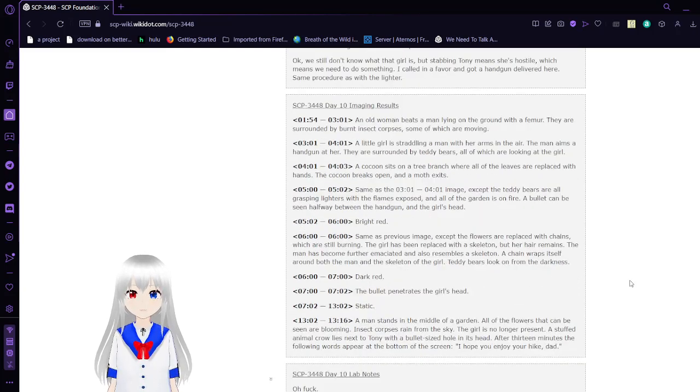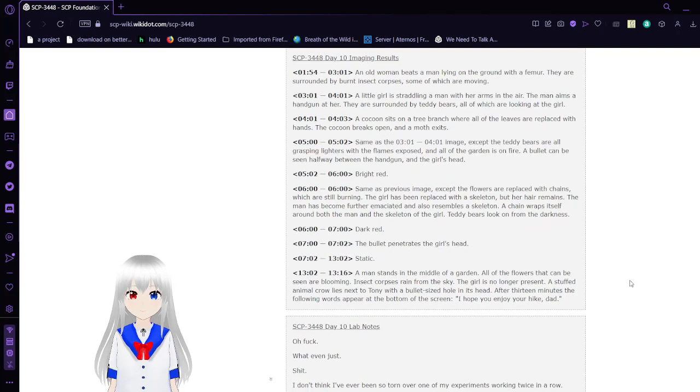Day 10 imaging results. 154 to 301. An old woman beats a man lying on the ground with a femur. They are surrounded by burnt insect corpses. 301 to 401. A little girl straddling a man with her arms in the air. The man aims a handgun at her. They are surrounded by teddy bears, all of which are looking at the girl.